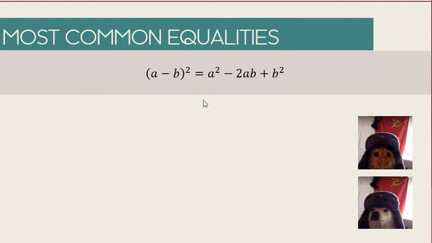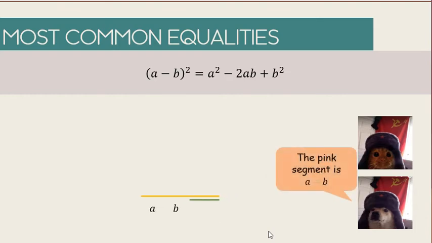The next equality is (a minus b) all squared equals a squared minus 2ab plus b squared. This one is more complicated, I think. Again, take A and B, and then if we move the A and B segments like that, we will create the A minus B. Because we have the A minus B in the equality, so we need to create things that represent A and A minus B. So this pink segment is A minus B.